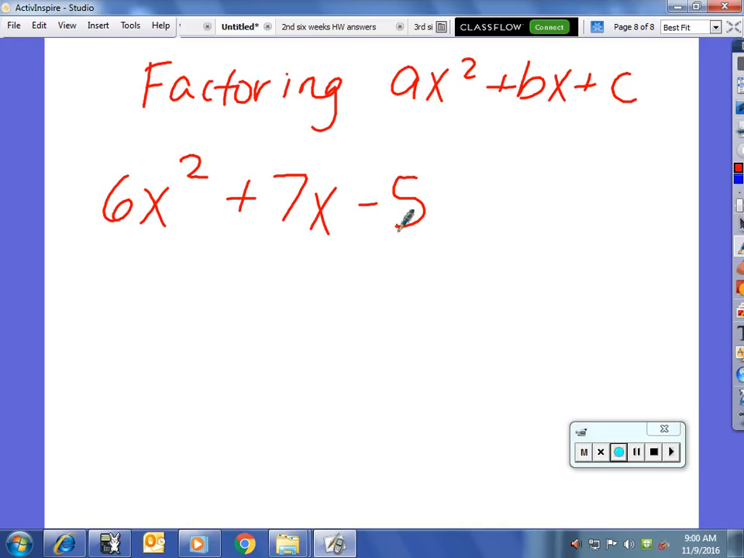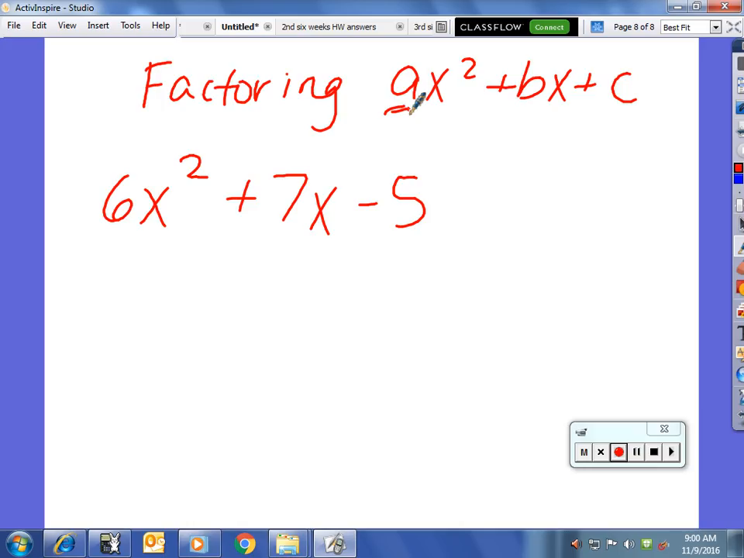So what's the value of a in this problem? 6. A is always the number in front of x squared. What's the value of b in this problem? 7. 7's the number in front of x. What's the value of c? Negative 5.